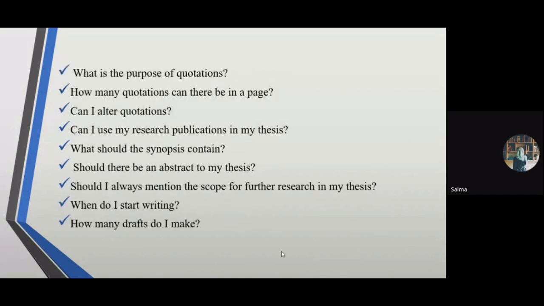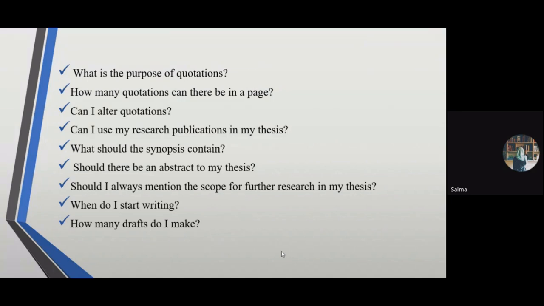Okay, then what is the purpose of quotation? How many quotations can there be in a page? Can I alter quotations? Can I use my research publication in my thesis? Whether I will get self plagiarism? Okay, then what should the synopsis contain? Should there be an abstract to my thesis? Should I always mention the scope for further research in my thesis?